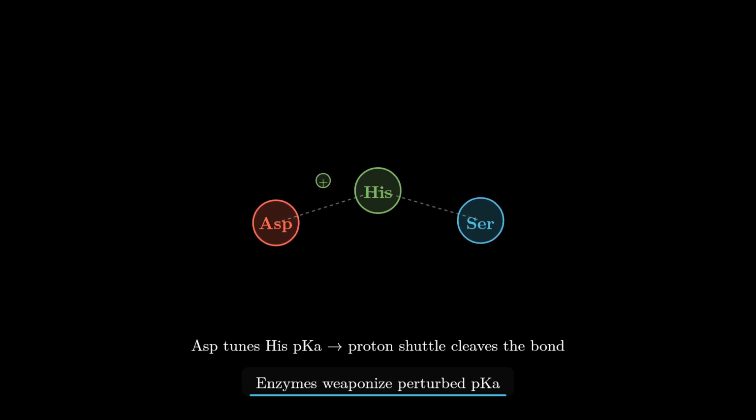In the catalytic triad of serine proteases like chymotrypsin, a histidine's pKa is tuned by a neighboring aspartate so that it can grab and release a proton at exactly the right instant to cleave a peptide bond. The whole reaction hinges on one residue being poised at the edge of its protonation state.